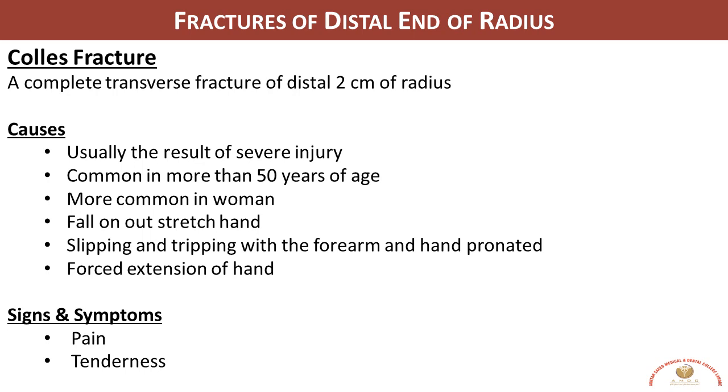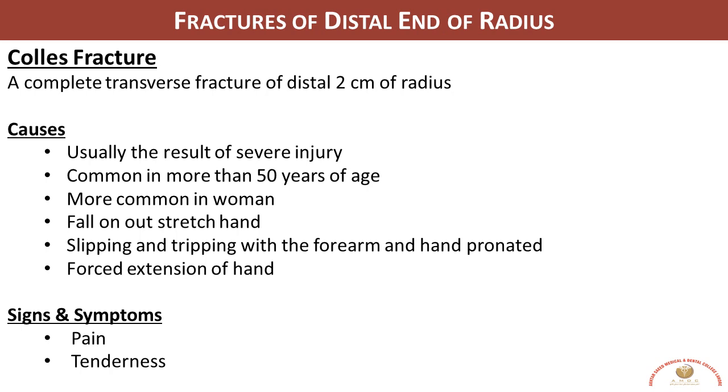Now the very important topic of discussion is the distal end of radius. Distal end of radius has two types of fractures, that is Colles fracture and Smith fracture. The Colles fracture is a complete transverse fracture of the distal 2 cm of radius. It is mainly caused by severe injury, more common around 50 years of age, and more commonly happens in women. Why in women? Because osteoporosis happens in women at a very early age, and it commonly weakens the bones. So this Colles fracture is common in women.